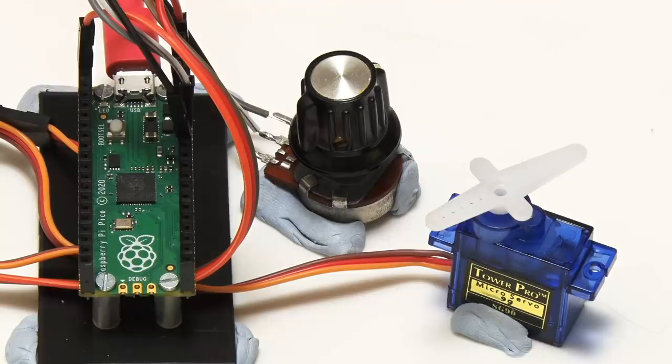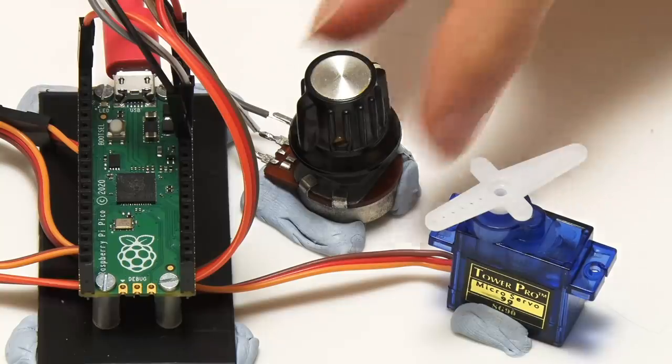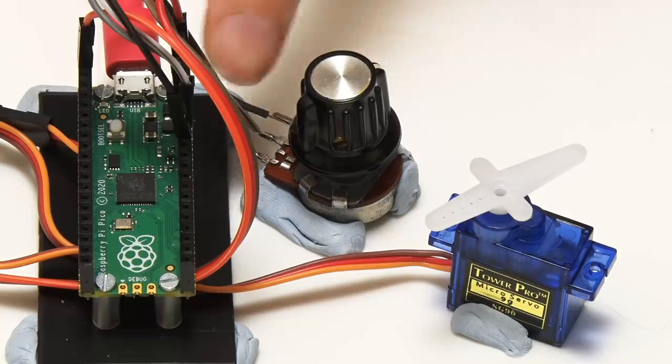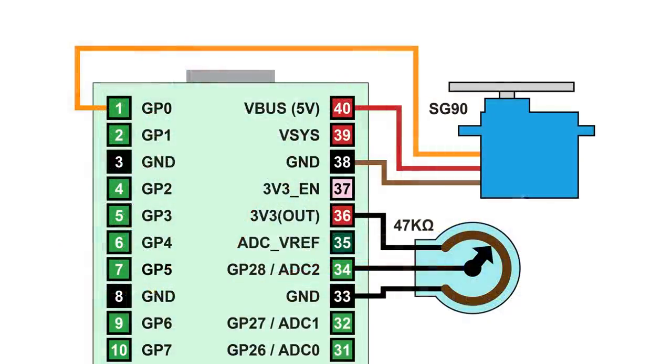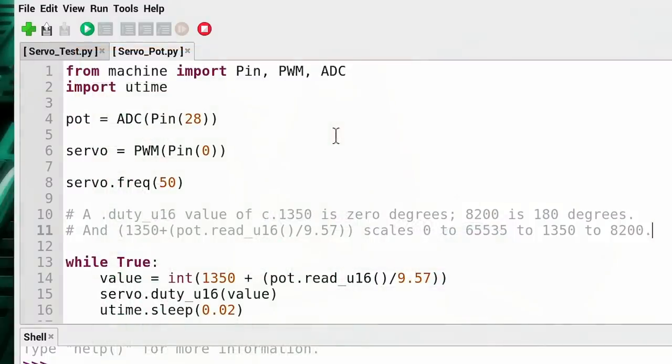Right, for our final fling, I've brought back the potentiometer and wired it back into the Pico. If we look at the wiring diagram, you can see what I've done, exactly what we've done before, because I thought it might be nice to use a potentiometer and a servo in the same example. So we go across to the test code. You can imagine what's here.